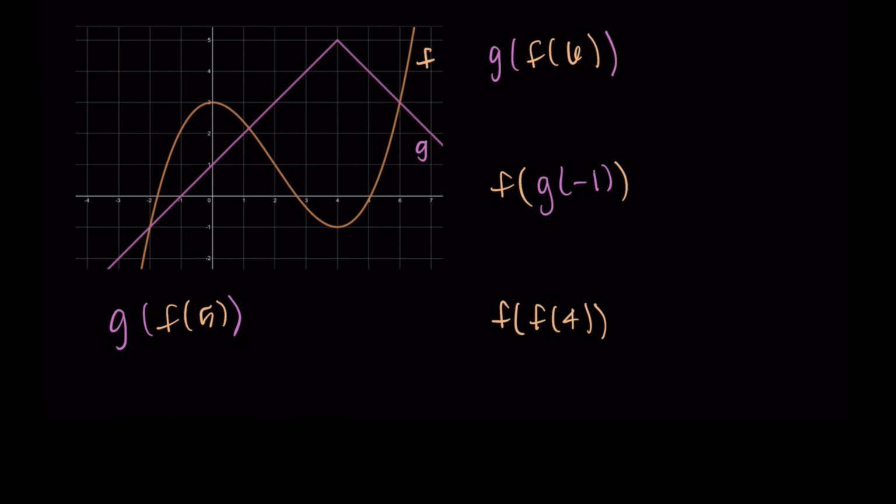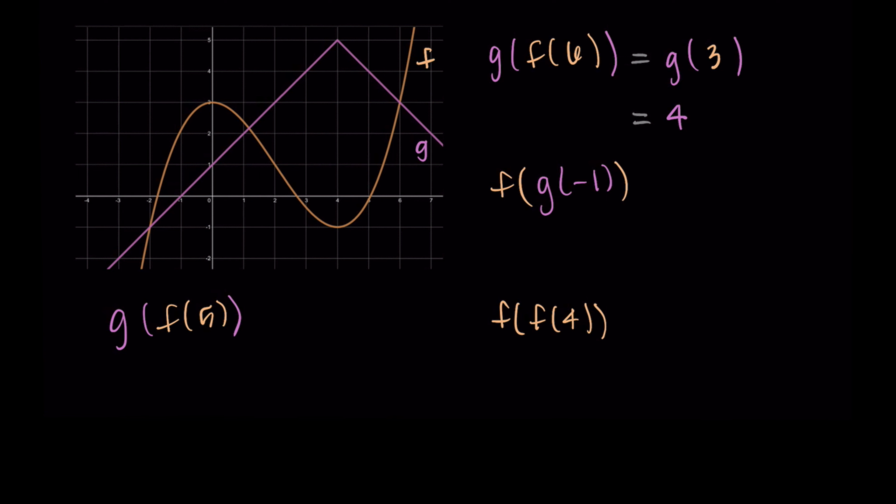Alright, let's do this together. So first let's do g of f of 6. So we're looking at the input of 6 on the graph of f. I see this corresponds to an output of 3. So 3 becomes my new input. That means I'm now looking at g of 3. I make sure I'm referring to the correct function, and I see that 3 corresponds to an output of 4 on the graph of g. And so 4 is my answer.